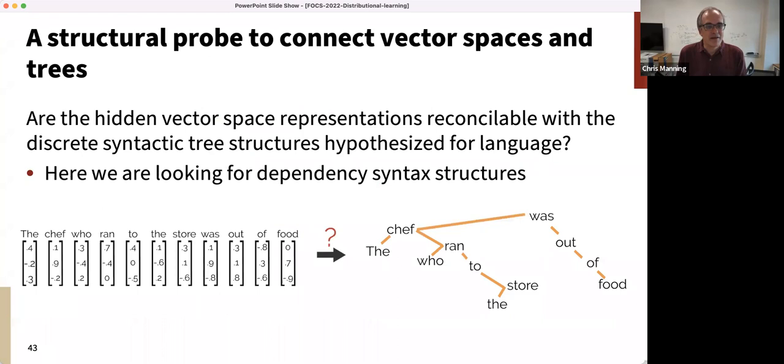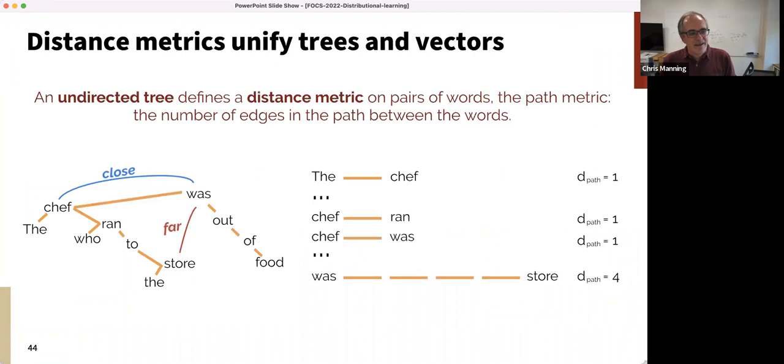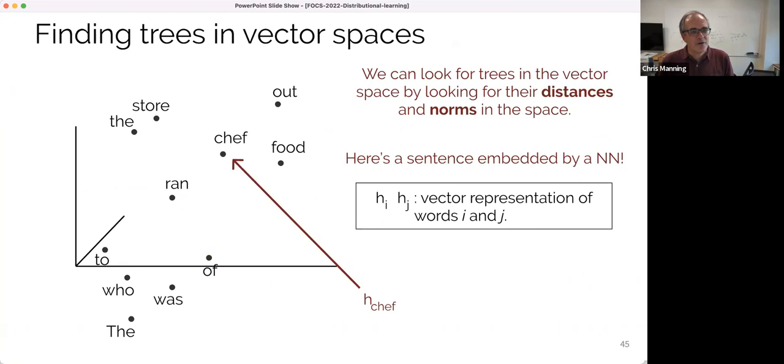So we wanted to know if the hidden state representations really had syntax hidden inside them. And so can we find the kind of syntax trees linguists look at inside the vector representations that the model is using. And that initially looks kind of difficult because we've got these big word vectors versus a syntax tree, but we can put the two in the space that we can do something with by thinking about distance metrics, because trees have distance metrics on them, which is just the path distance between the words, and our vector spaces have distance metrics.